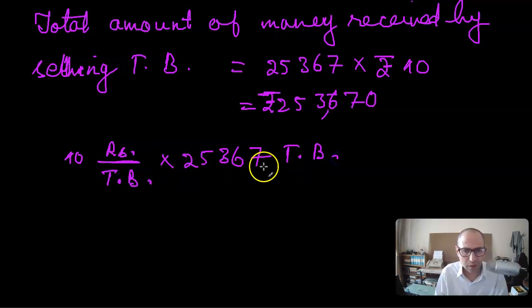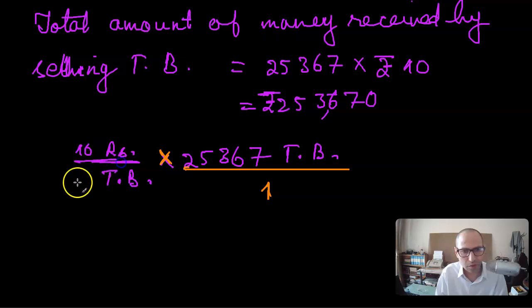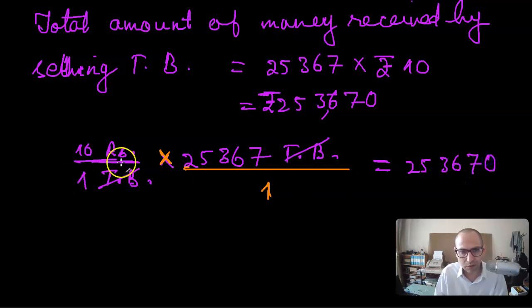So you can imagine that this part is the numerator, of course. So there is a multiplication sign here. You can take this as the numerator and imagine that there is a one here. And then this is 10 rupees per one toothbrush. Now you can see that toothbrush and toothbrush will cancel out. This becomes 10 rupees times 25,367, which is times 10, add a zero here, and then rupees. So that's 253,670 rupees, okay?